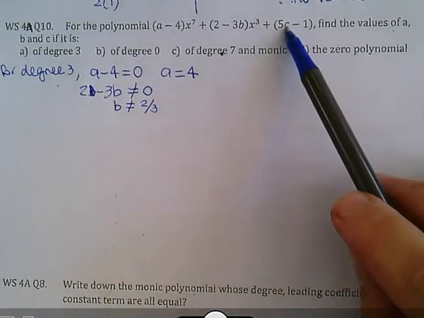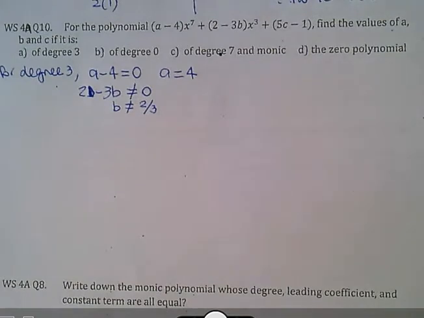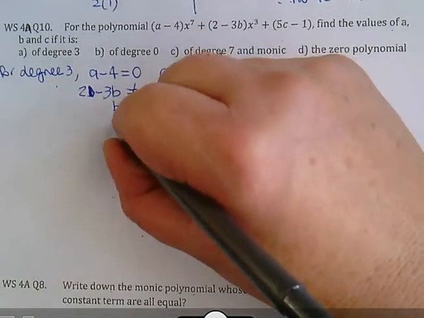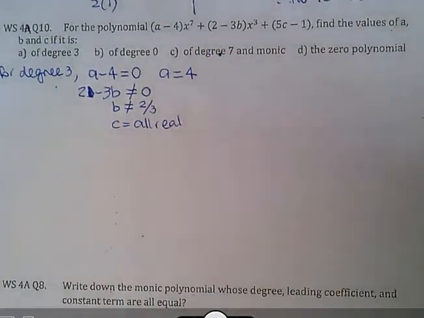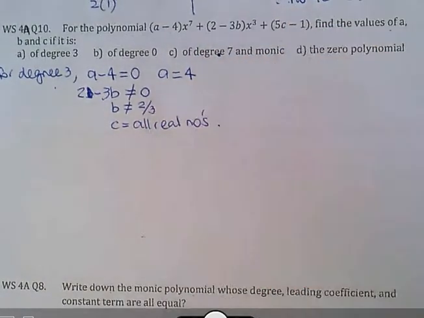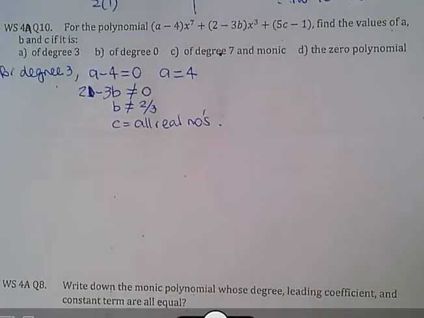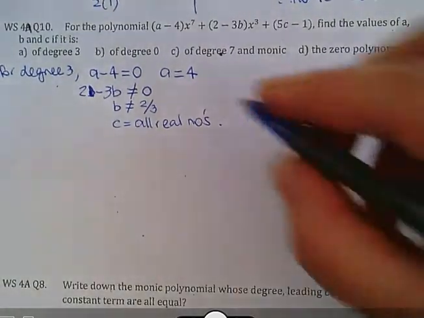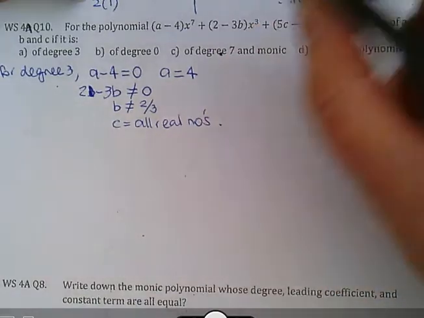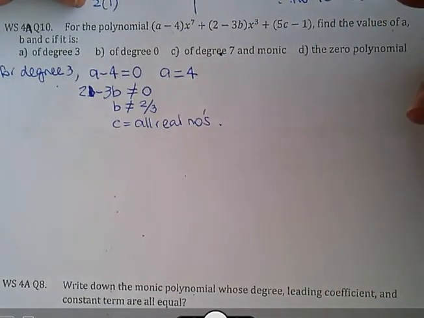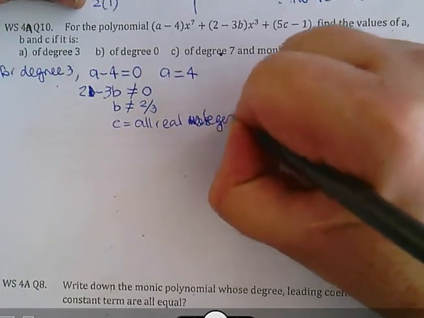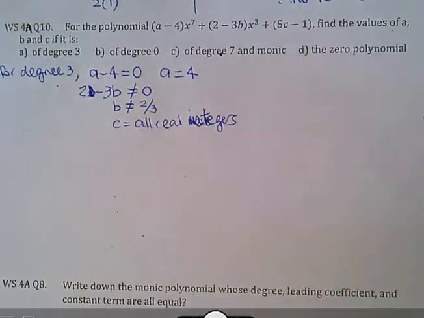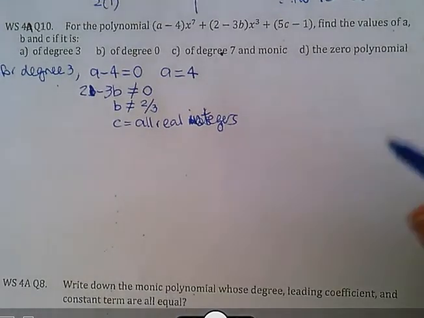And c, I don't think it matters what c is. All right? c is all real numbers. It could be anything. Doesn't matter what c is. Positive, negative. Oh, it could be a fraction. Yeah, all real. I'll just put integers. I'll just put all real integers. Okay? Integers are positive, negative, or 0.